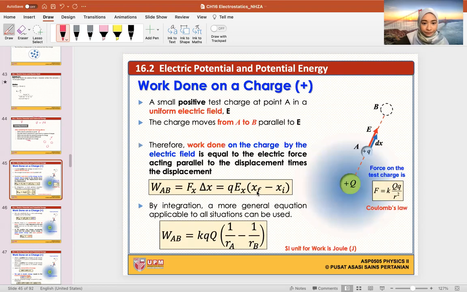Okay, moving on. Work done on a positive charge. A small positive test charge at point A in a uniform electric field E. Look at this diagram. We have a small test charge. This is our test charge.